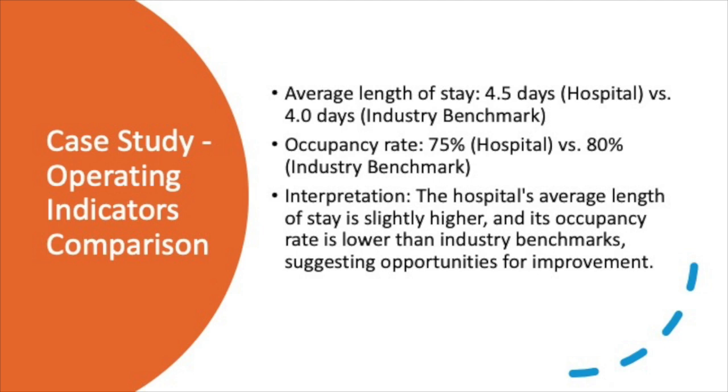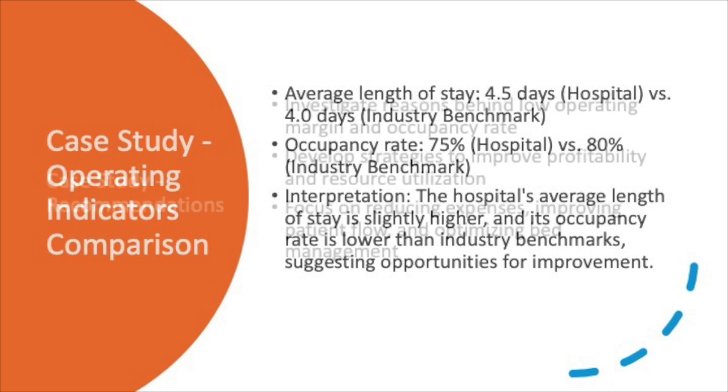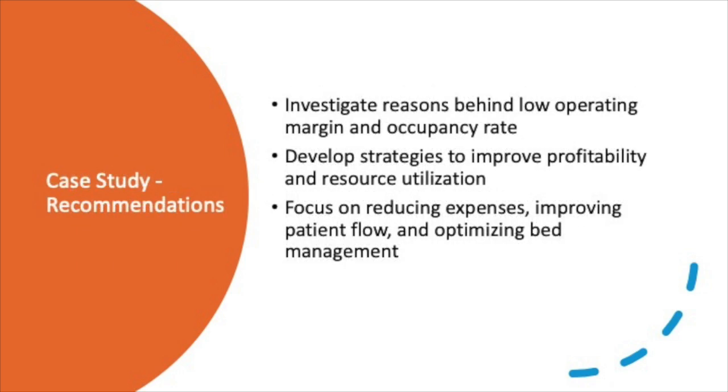Finally, let's look at the occupancy rate of 75%. Comparing this to an industry benchmark of 80%, we can see that the hospital's occupancy rate is lower than the benchmark. This suggests that there may be room for improvement in terms of optimizing bed utilization and increasing the number of patients served.